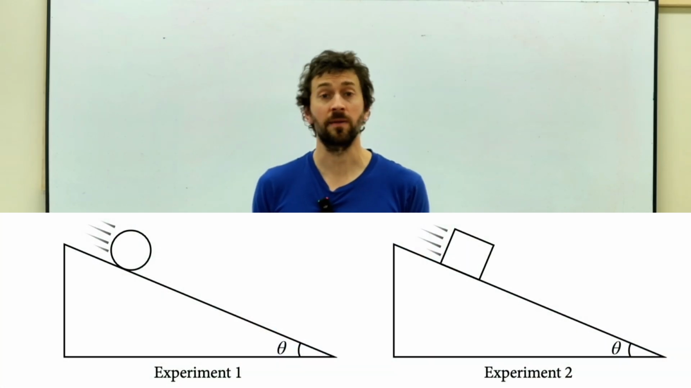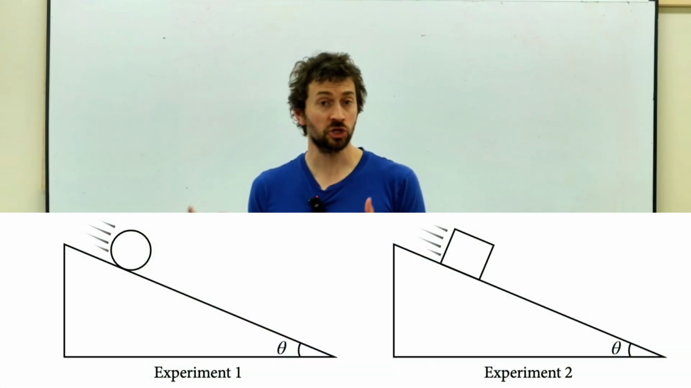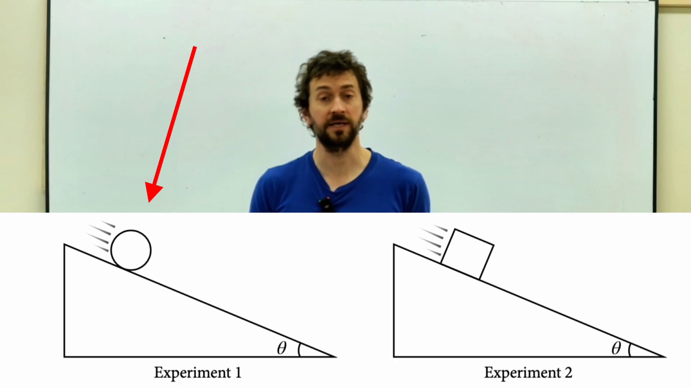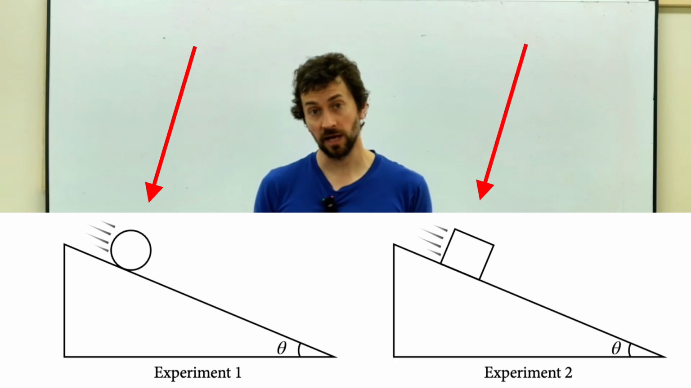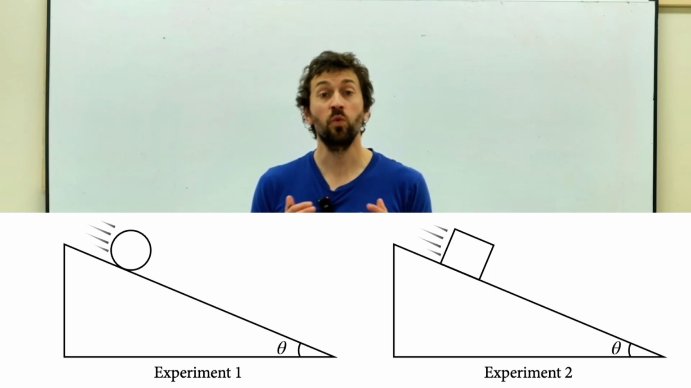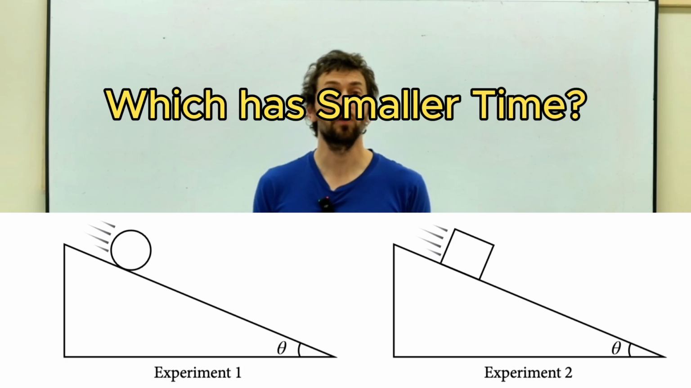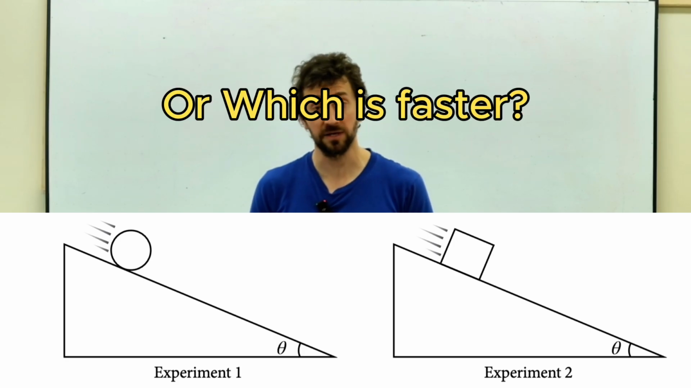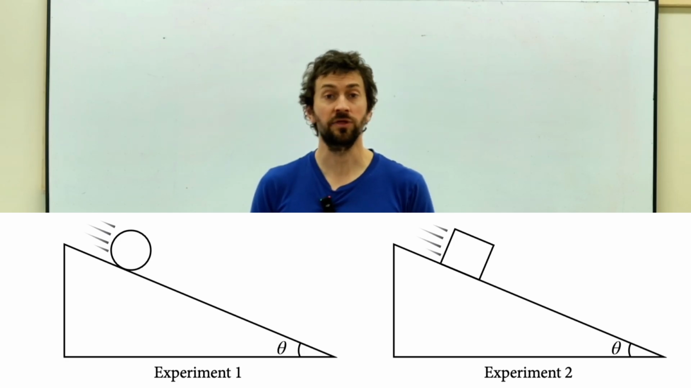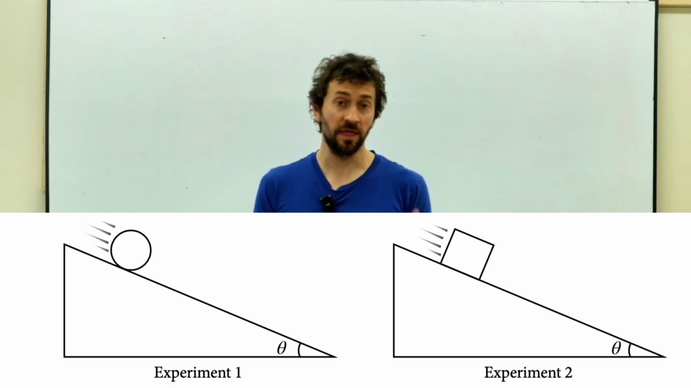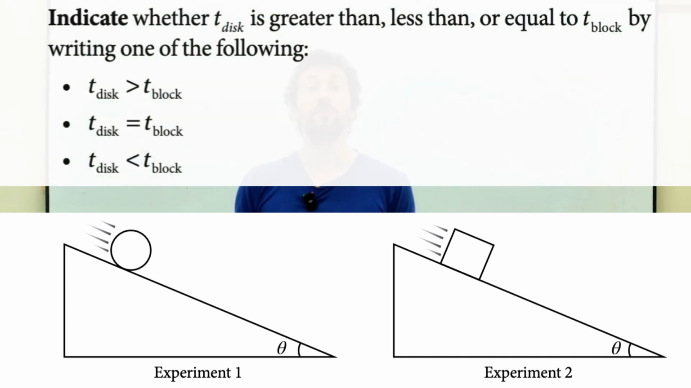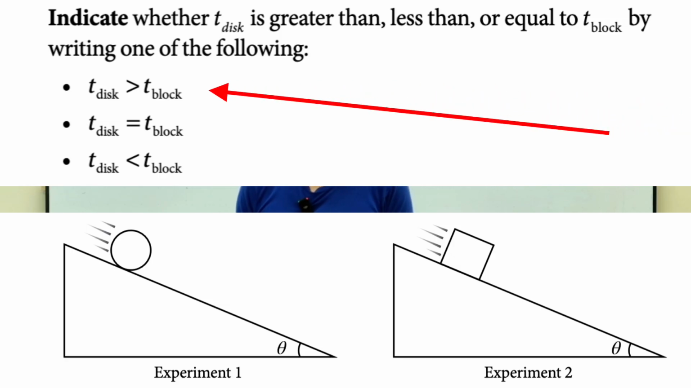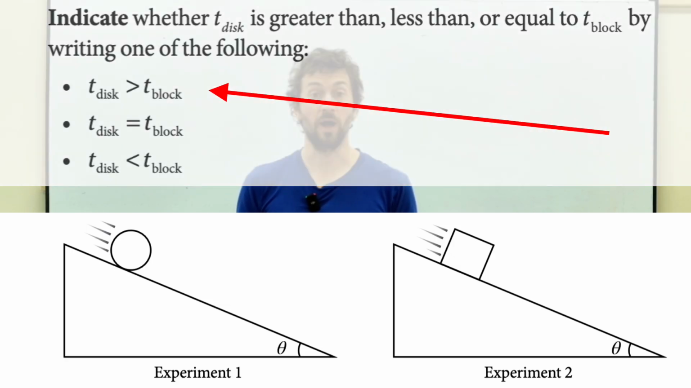You can see in the diagrams, these are quite similar. One is a circle that's rolling down, and one is a block that's sliding down. Now the question is, which of these is going to have a smaller time, or which of these is going to go faster? There's 2 ways to think about this, and I'm going to use the way that thinks about energy. The correct answer is that t disk is larger than t block. And let me talk about why.